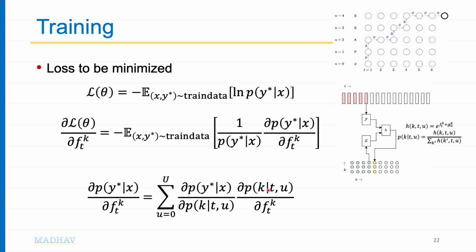Here you see P(k given t comma u), you don't know u, right? But you know that it will sum over all the u's, which means you know that it can take values 0, 1, 2 up to capital U. That's why you are summing over all possible u's. Okay. Can you spot any mistake in this formula?